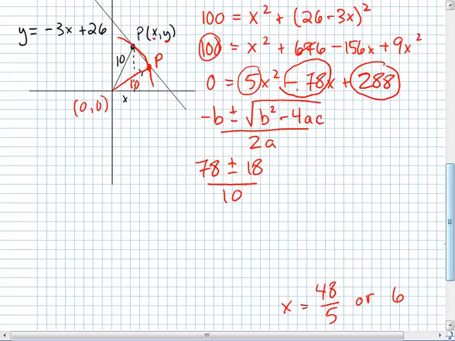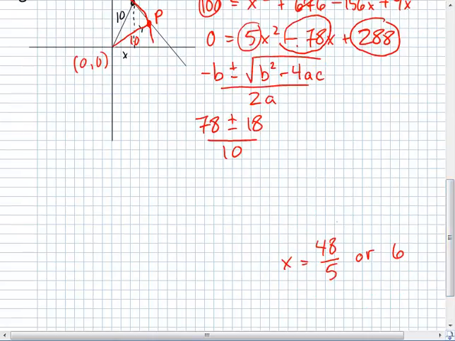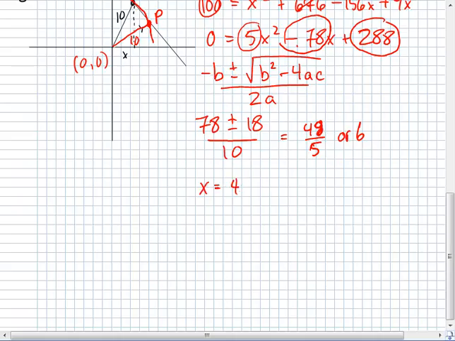If I work this out a bit further, oh, look at that. I have my answer written from the previous take right there. It equals 96 over 10, which is the same as 48 over 5, or it's 60 over 10, which is 6, if I subtract instead. Those are my values for x. So if x equals 48 over 5, or if x equals 6, I'll have different values for y.